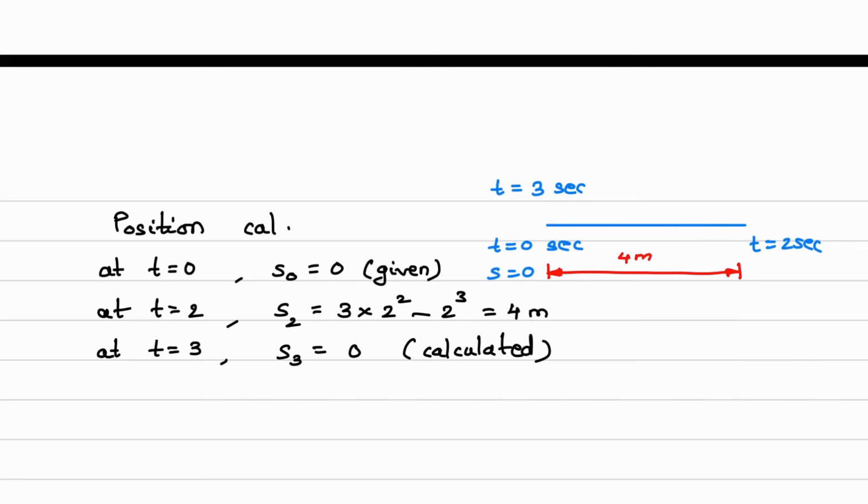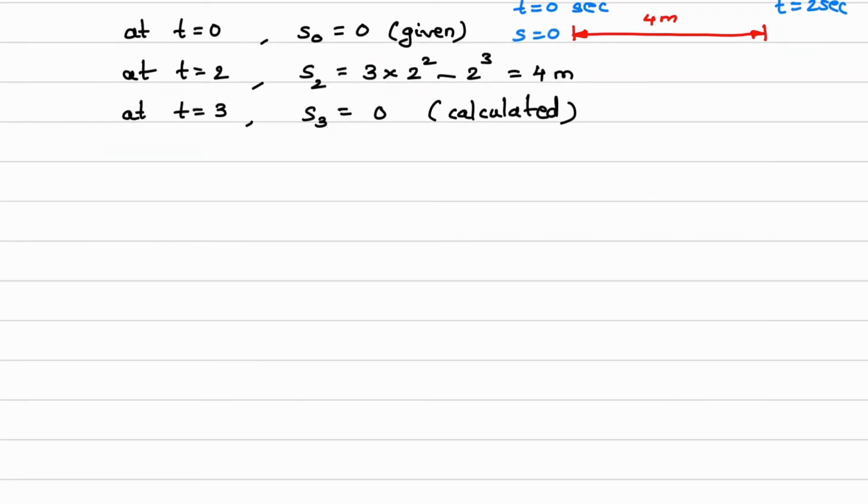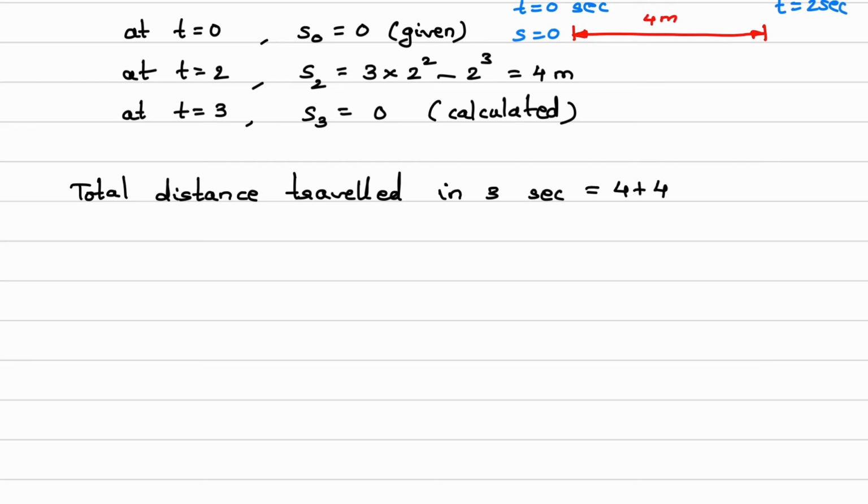That is why we calculated the location at different times. So from here we can calculate the total distance traveled in 3 seconds. It will be 4 plus 4 equal to 8 meter. Okay, this is one answer.